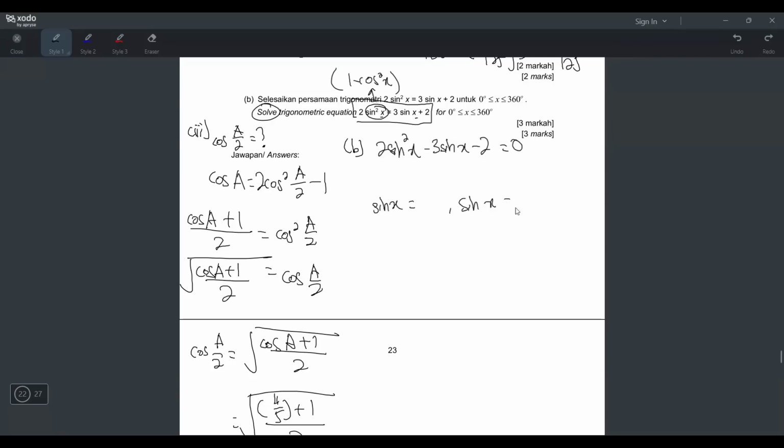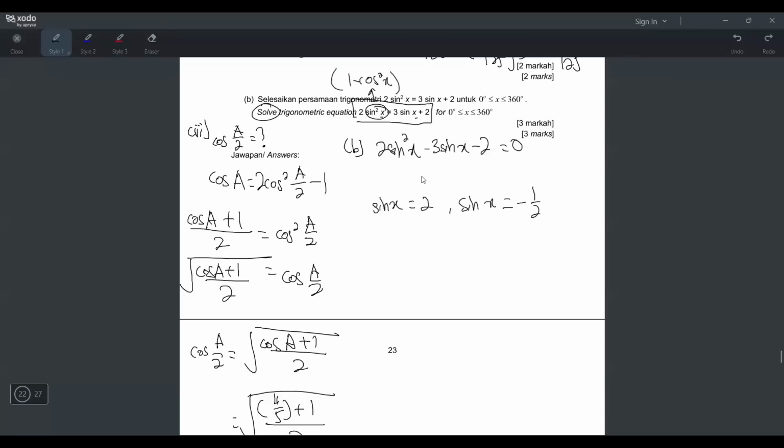So it's still not x yet. It means after you press, you still have to do some more. Okay, let's press first. What is the A? 2, what's the B? Negative 3, C, negative 2. Okay, my calculator gives me 2 and negative 1 over 2. So that is my sine x answer, 2 and negative 1 over 2.